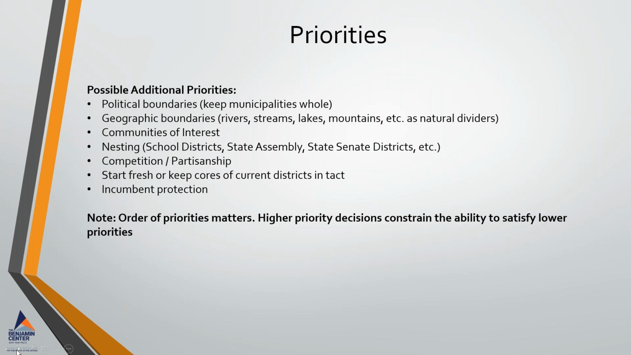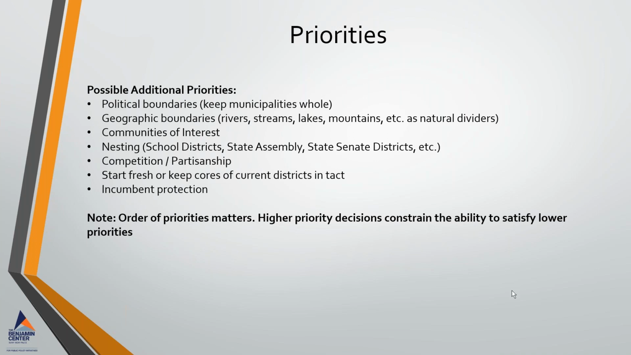Priorities basically determine what the redistricting plans are ultimately going to look like, and things that are put in a higher priority affect your ability to conform to lower priorities. So, aside from the legal requirements, a system of priorities should be developed, and they matter. Those could be keeping municipalities whole, or geographic boundaries, rivers, streams that act as natural dividers between communities of interest, nesting districts such as school districts, state assemblies, state senate, wards of cities, et cetera, competition and partisanship, whether a map should start fresh or keep cores of the current districts intact, incumbent protection, and your ability to actually do some of this is going to be affected by this new state law in terms of priorities.